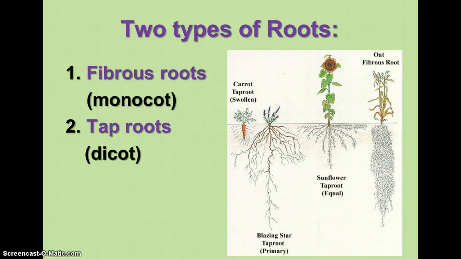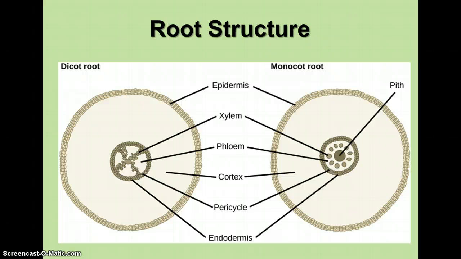Now, inside the roots, even though the whole root structure is different between monocots and dicots, the cellular structure of the roots is also different, but they have the same kinds of things. They're just arranged a little bit differently.